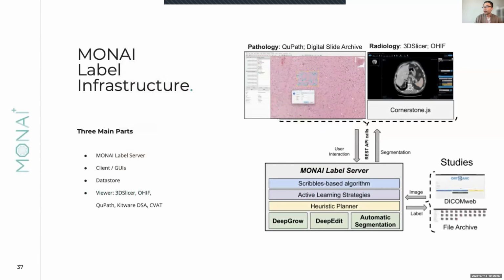Here I will briefly introduce the MONAI Label infrastructure. There are three main parts. The first one is the MONAI Label server. The most important one is the clients and GUIs, so users can interact with it. And the other part is the data store. Currently we are integrating the medical segmentation experience with 3D Slicer and OHIF, and in the future we will integrate more viewers.